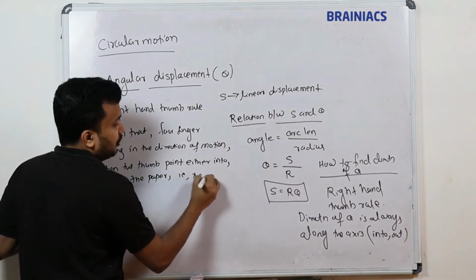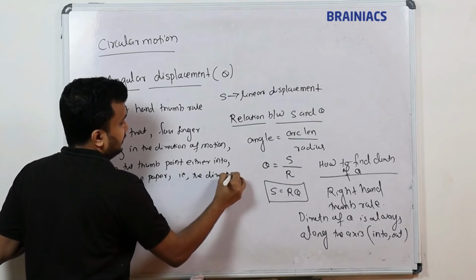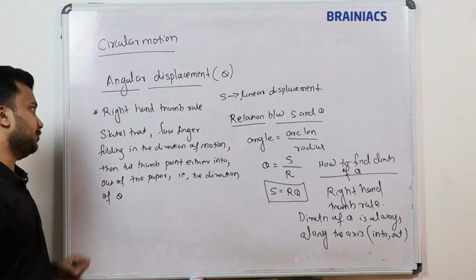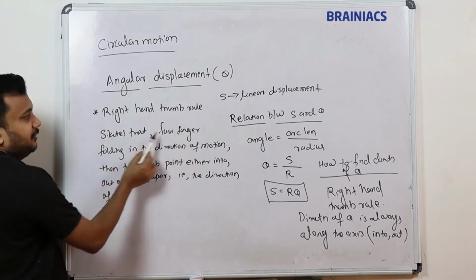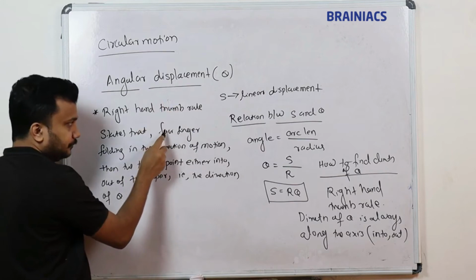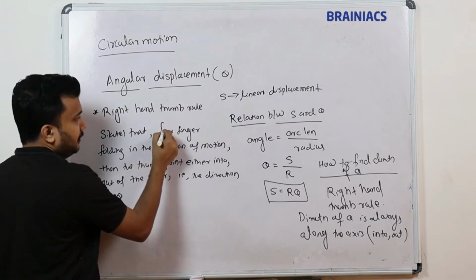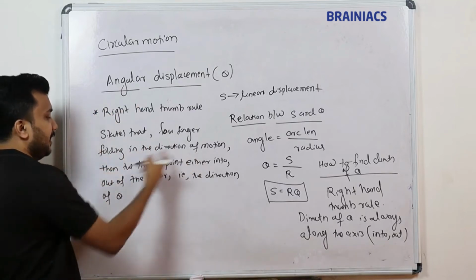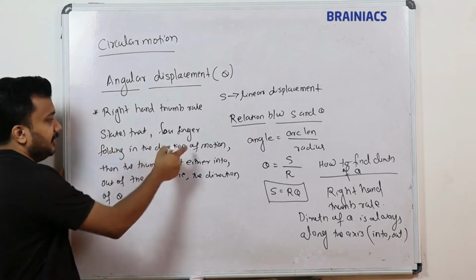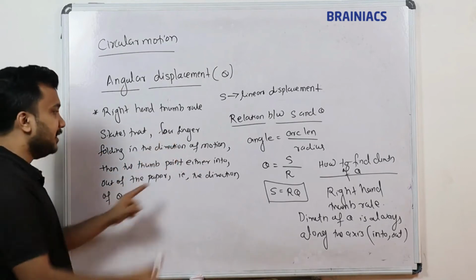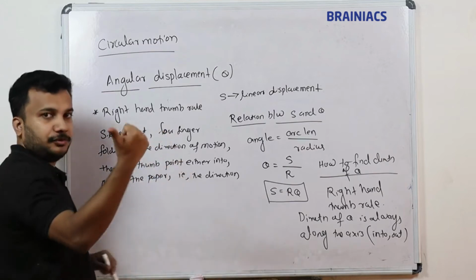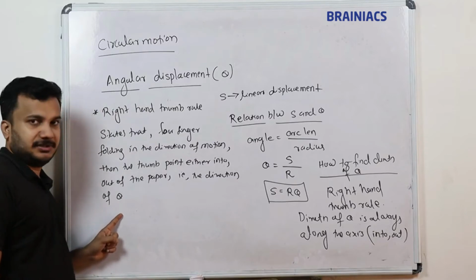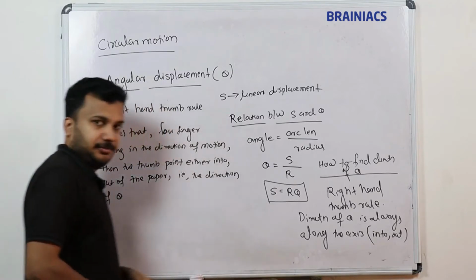That is the direction of theta, which means angular displacement. The right hand thumb rule states that if your four fingers fold in the direction of motion, then the thumb points either into or out of the paper, and that gives the direction of angular displacement. So I hope you understood the concept from here.